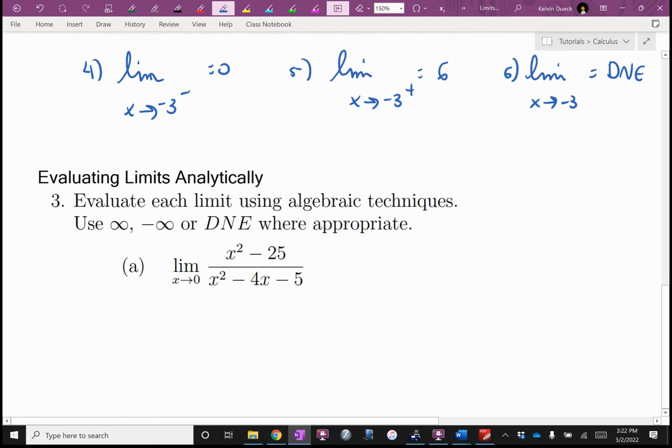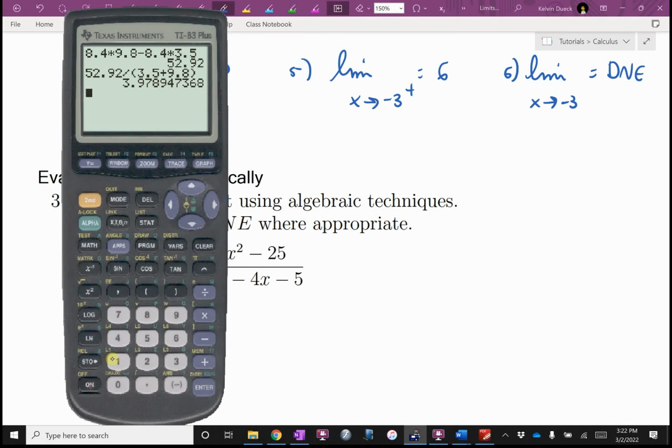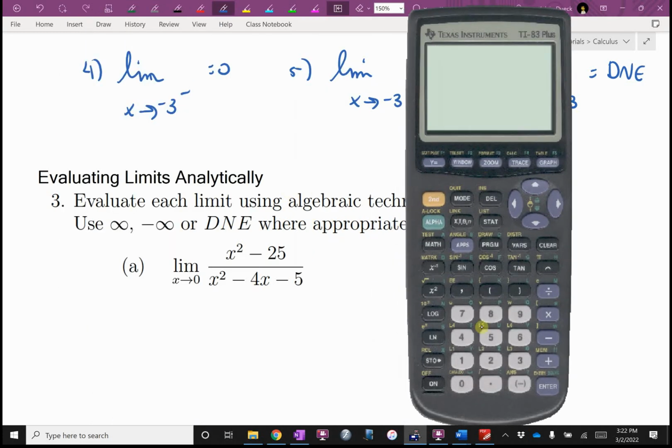It says take the limit as x approaches 0. Okay. First thing I always try, either in my head or on a calculator, plug it in. Open bracket 0 squared minus 25, close bracket, divided by open bracket 0 squared minus 4 times 0 minus 5. Apparent limit of this is 5. No problem. When are we going to run into problems? When is this going to become an issue?